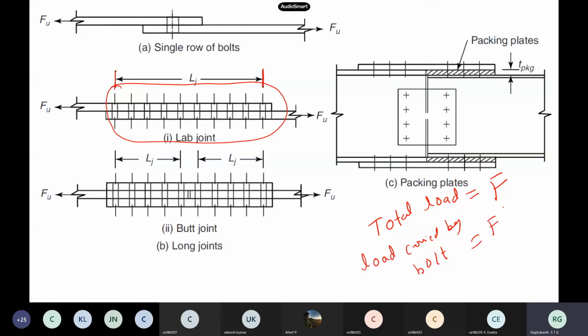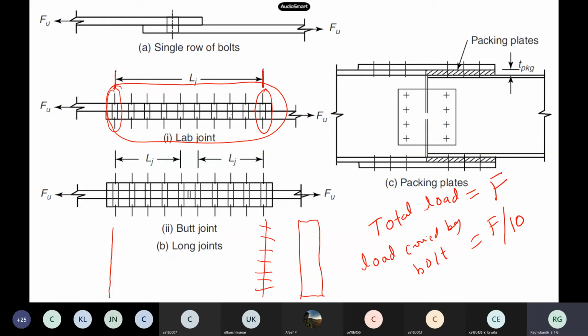Now do you think it will be uniform? No. So this is an assumption. Which bolts will carry more load here, in reality? Outer bolts. We assume that all the bolts carry the same load, F by N, F by 10, F by 10. But in reality, these outer bolts will carry more of the load.